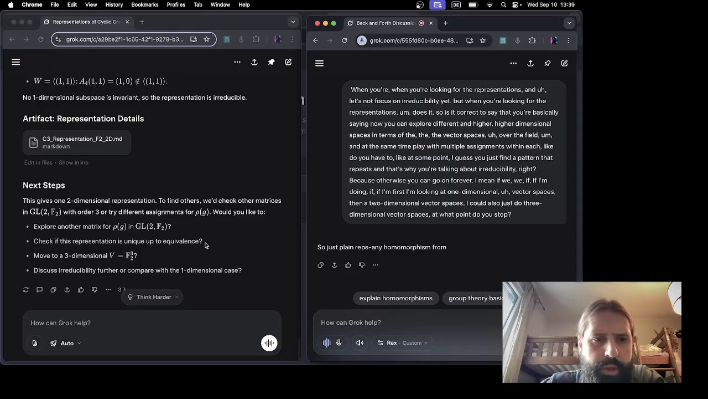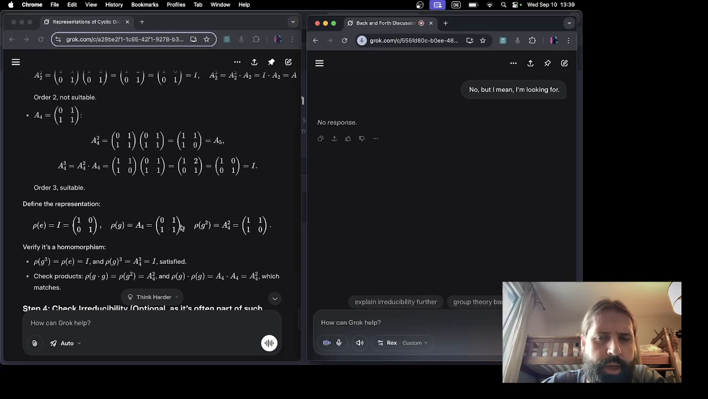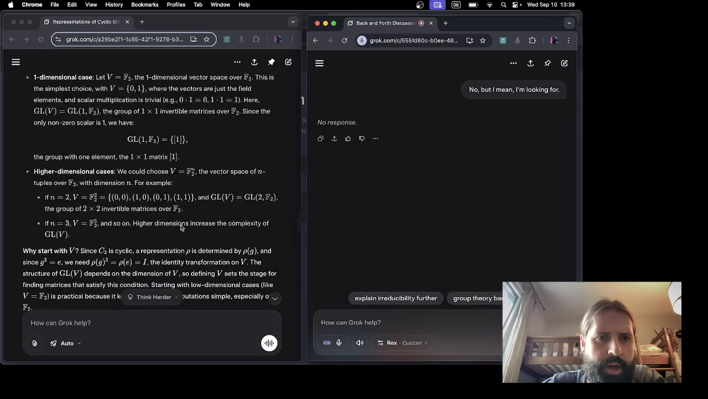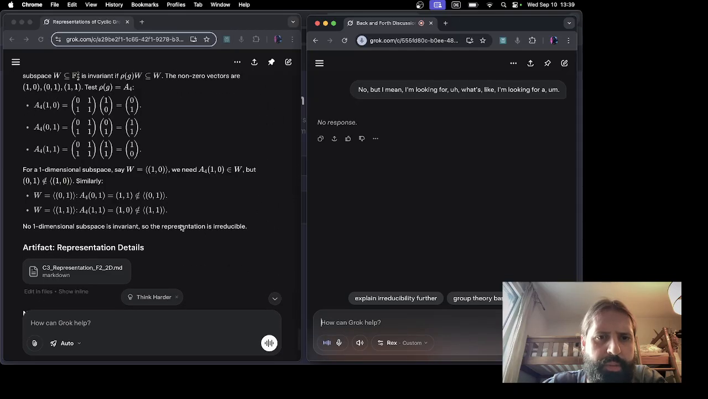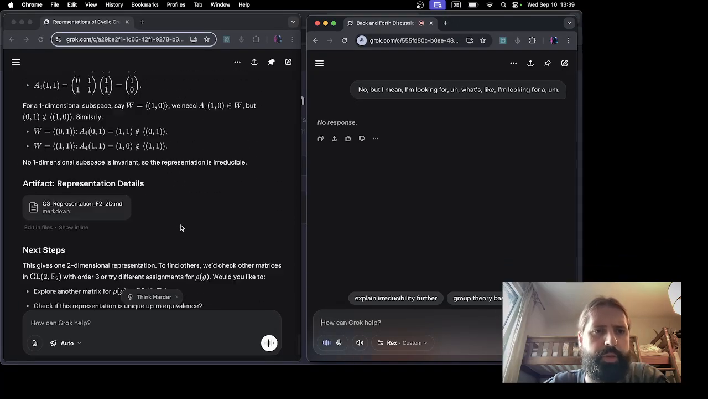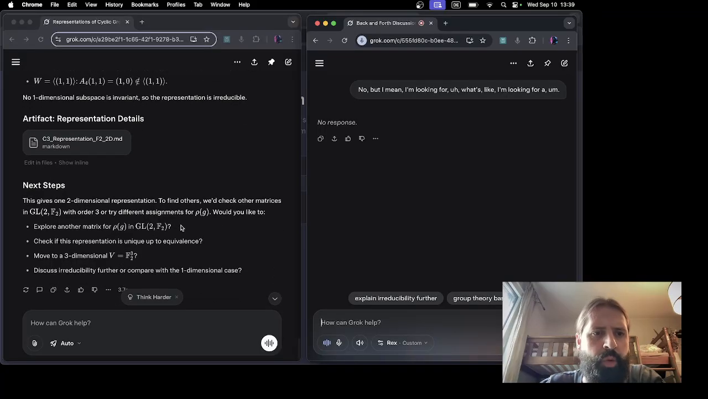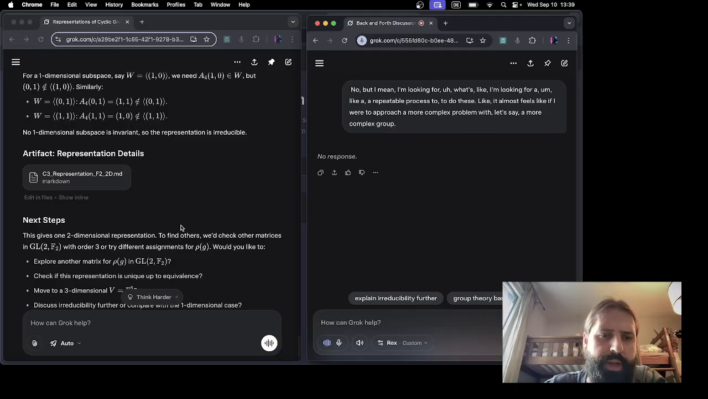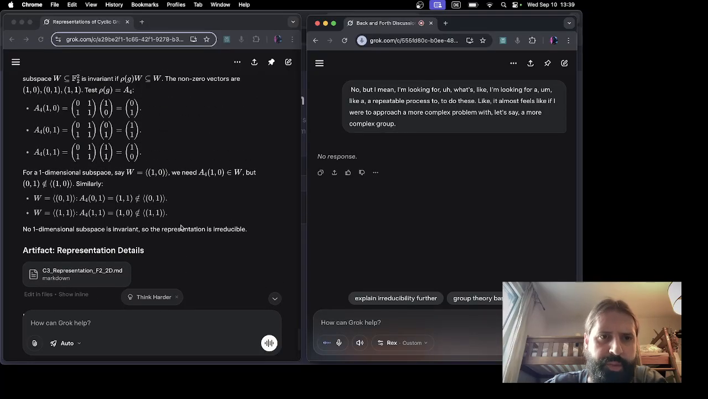No, but I'm looking for a repeatable process to do these. It almost feels like if I would approach a more complex problem with a more complex group, how would I systematically look for these representations?